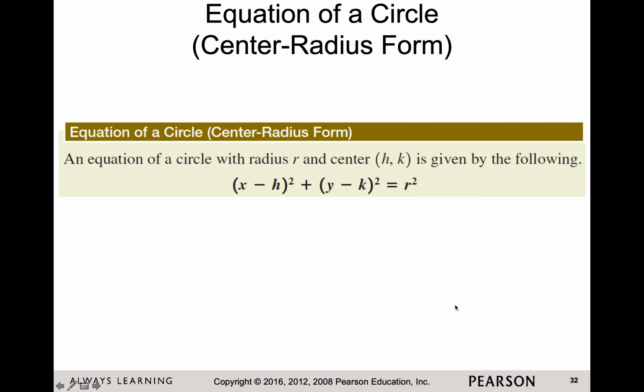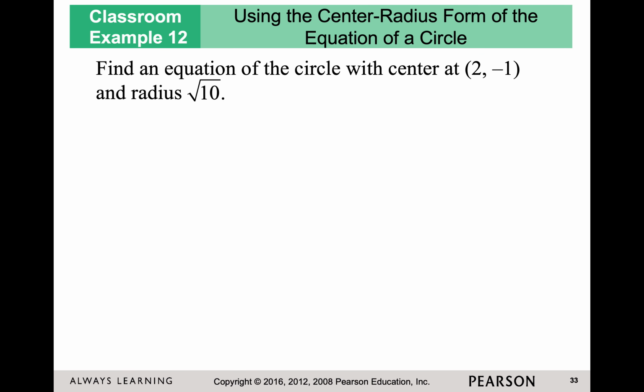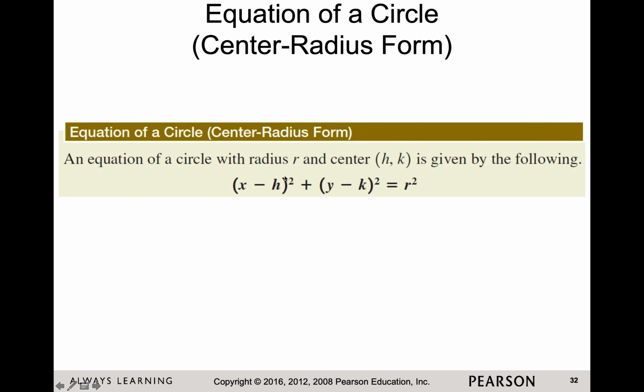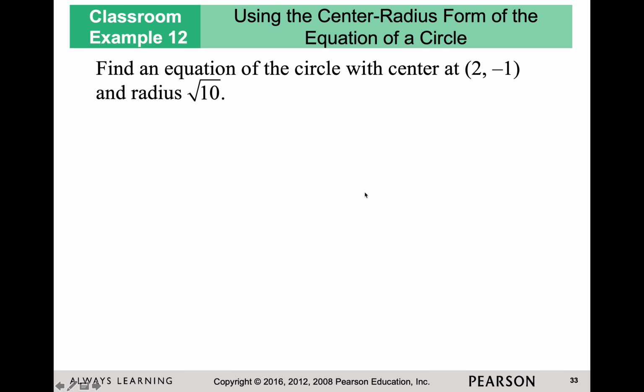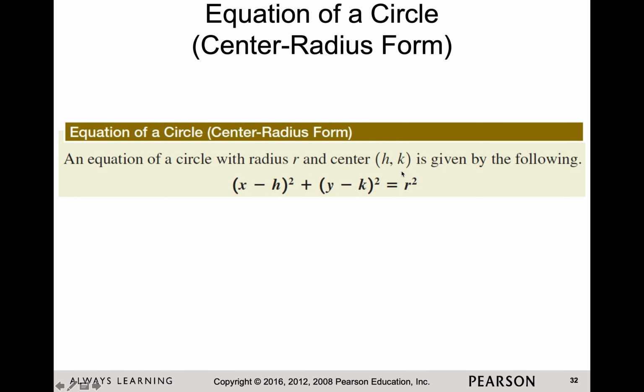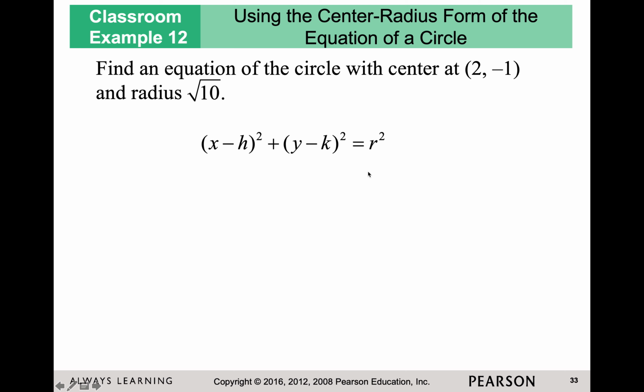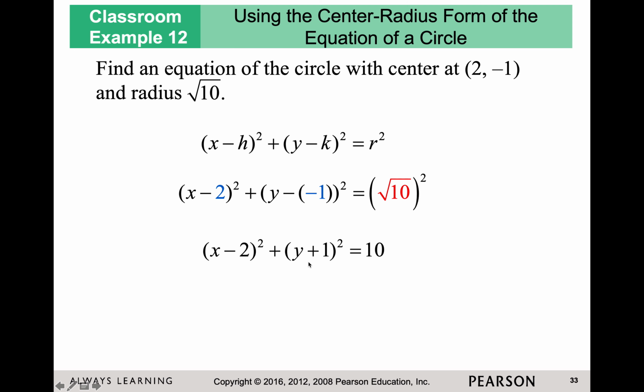If I'm looking at an equation, I can find the center by what's being added or subtracted in the parentheses and then taking the square root of the radius. So if I want the equation of a circle at the center, 2, negative 1, my h is 2, my k is negative 1. My radius is square root of 10, so I'm going to take the square root of 10 and square it. So I have x minus 2, because that's my h, y minus negative 1, that's my k, and I square the radius. Minus a negative simplifies to plus, square root of 10 squared is 10.